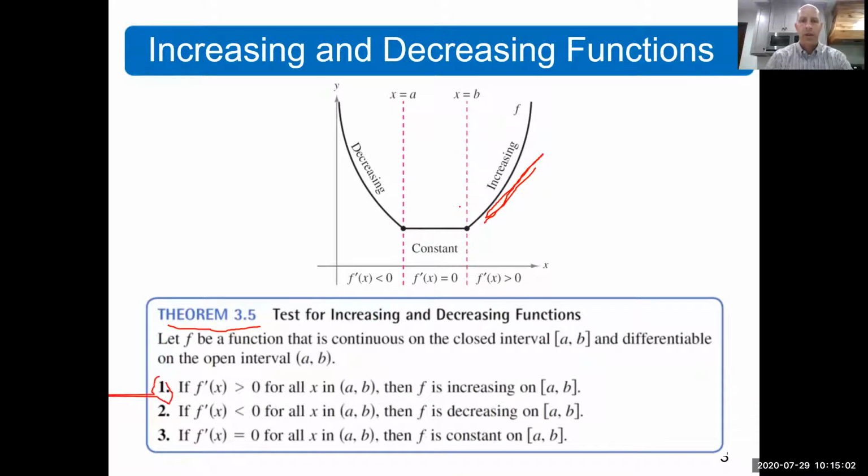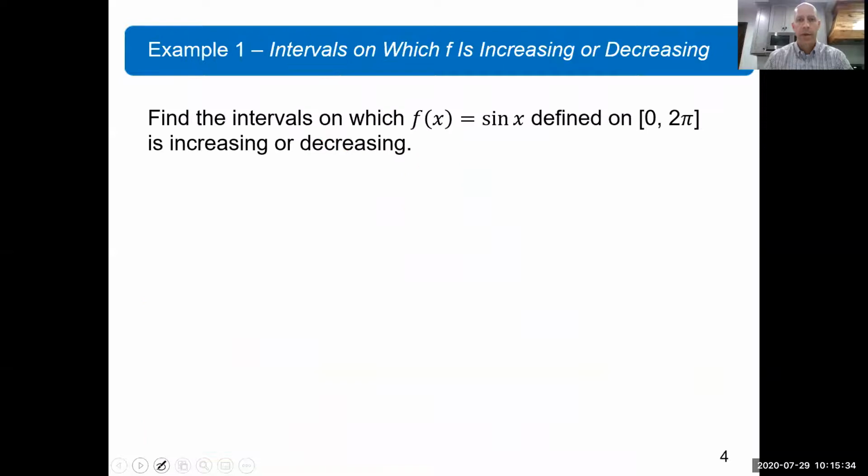If we have a function that has an f prime that's greater than 0, like over here, then we call the function increasing on that interval. If f prime is less than 0, like over here, we call it decreasing. And if f prime is equal to 0, that would be case 3 down here, we call it constant. So let's look at an example of that. By the way, that should look familiar because that's basically the exact same notes we used last year.